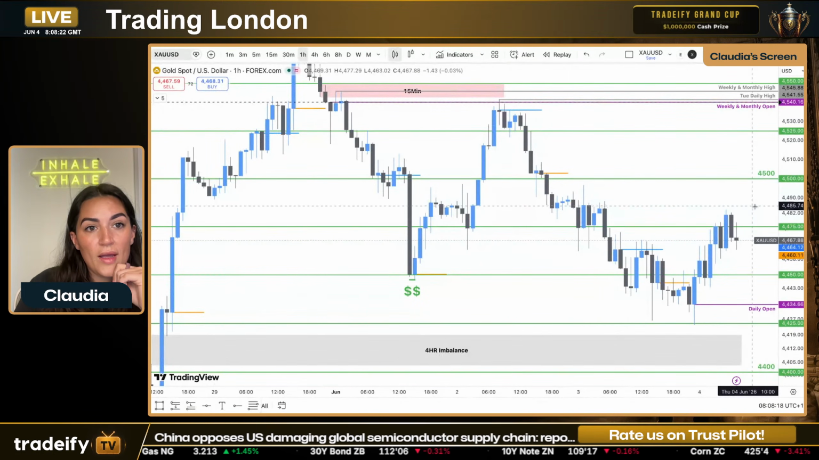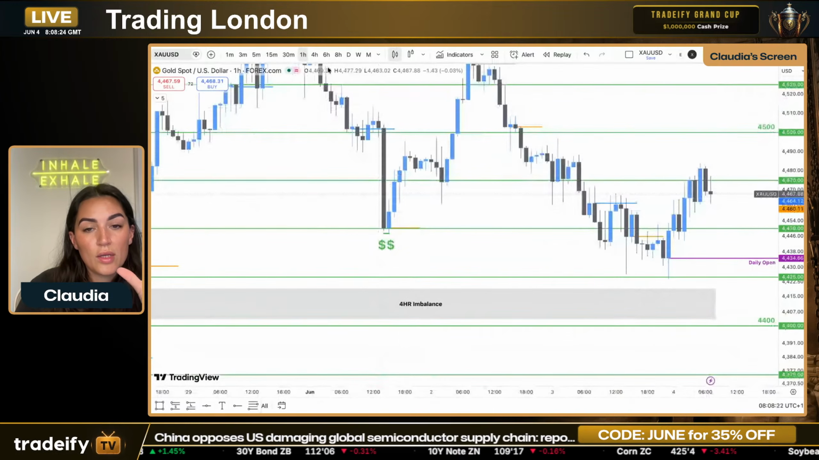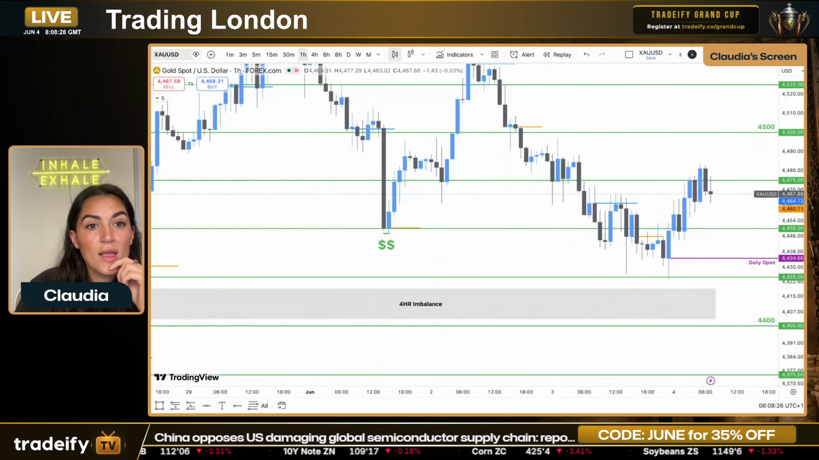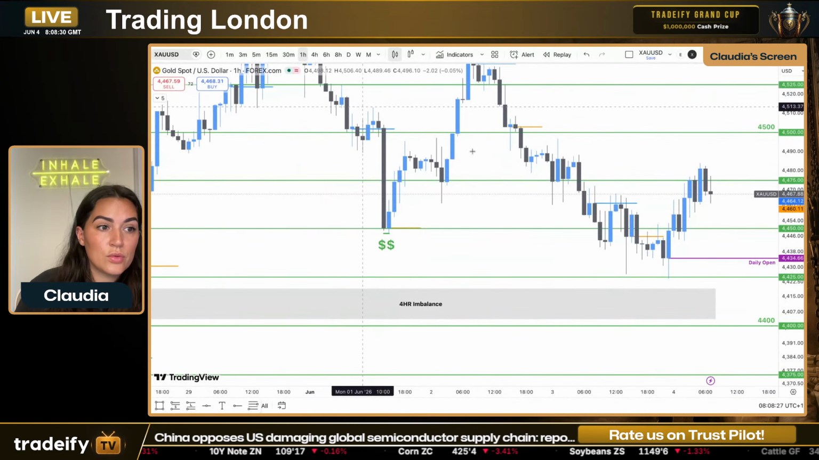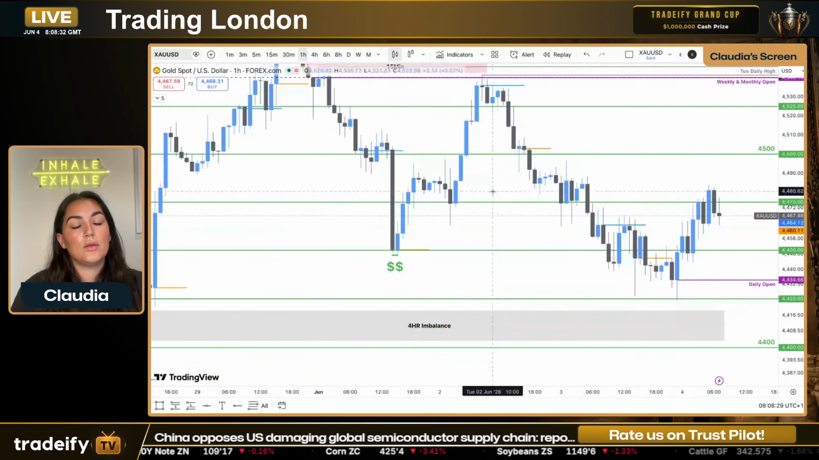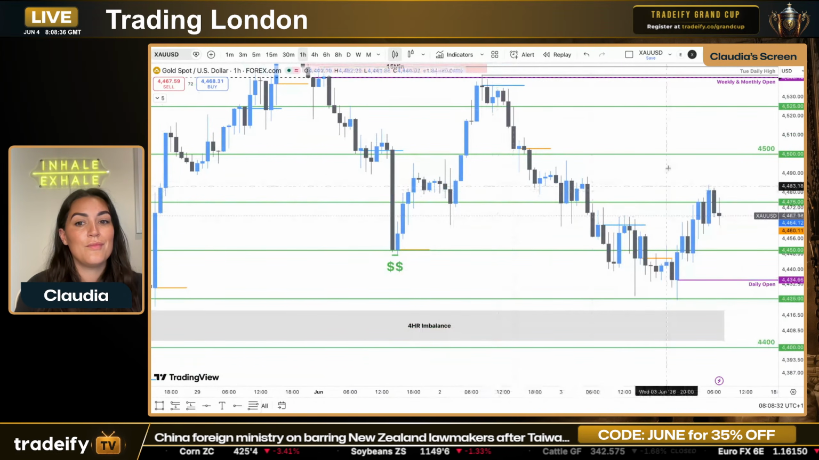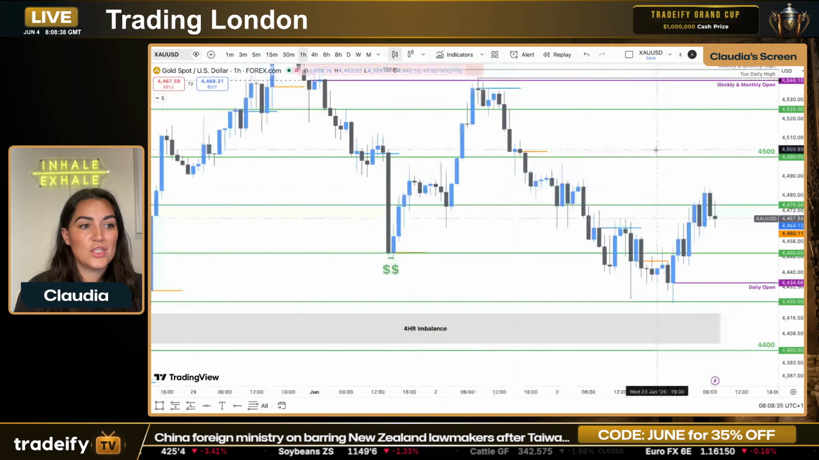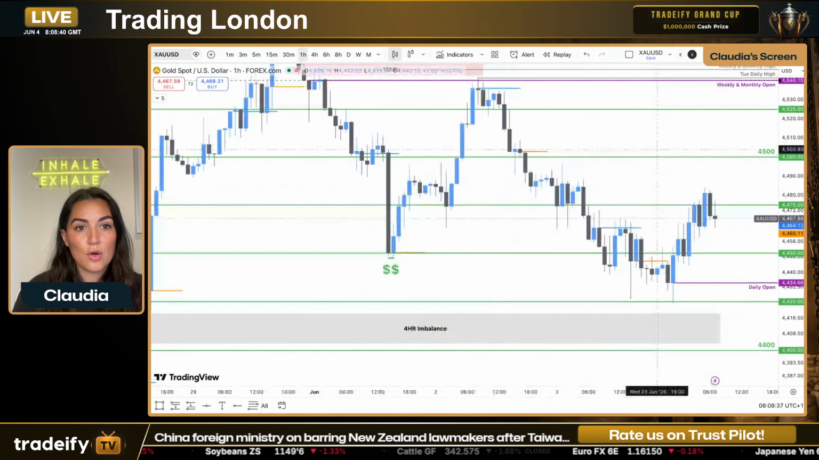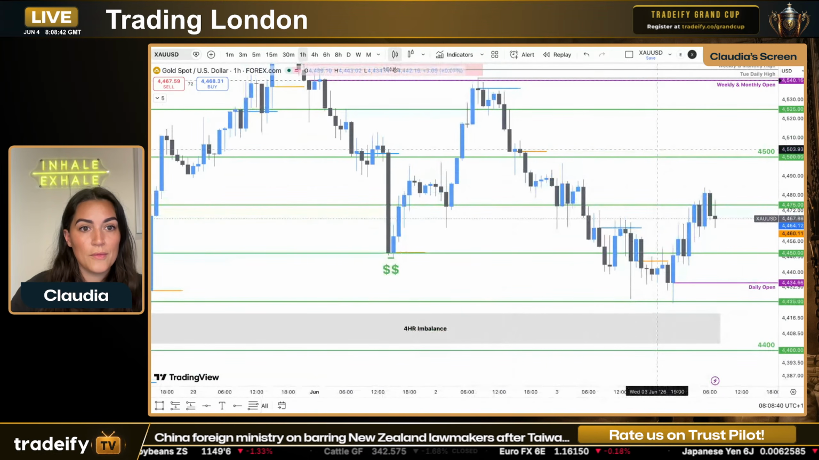The other way that I map out levels that I want to look at for potential entry areas or TPs is supply and demand zones. You probably know it as support and resistance. Like I mentioned at the start of the stream, it's the exact same thing. It's just a different name. So same concept, just different title.